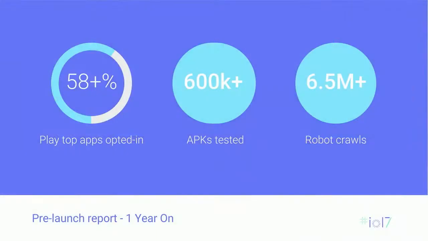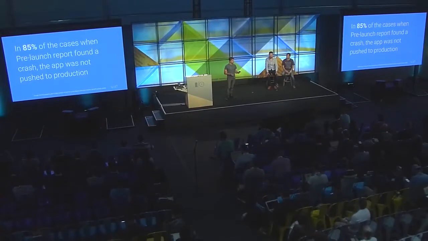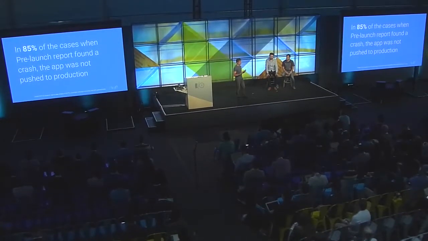A vast majority of Play top developers have adopted the Play pre-launch report since we launched it last year, and since then, we've performed over 6.5 million crawls over hundreds of thousands of APKs. These numbers are nice, but the best one is the impact for users. 85% of the time, when the pre-launch report detected a crash, the app was not later launched to production. And this means that millions of users have been spared from a crash that would have otherwise affected them.